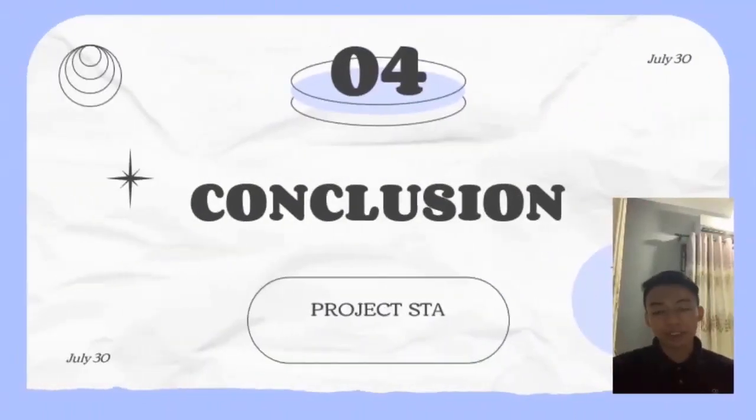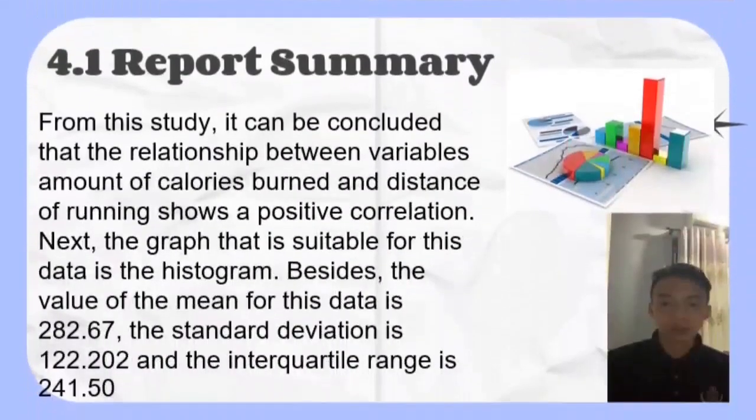Thank you. I will present the conclusion that we get from this project. From this study, it can be concluded that the relationship between the variables, amount of calories burned and distance of running, shows a positive correlation. Next, the graph that is suitable for this data is the histogram. Besides, the value of the mean for this data is 282.67. The standard deviation is 122.202 and the interquartile range is 241.50.